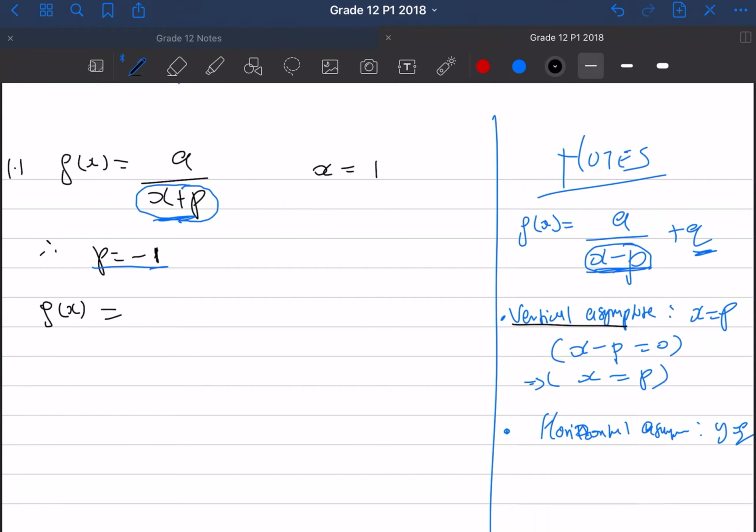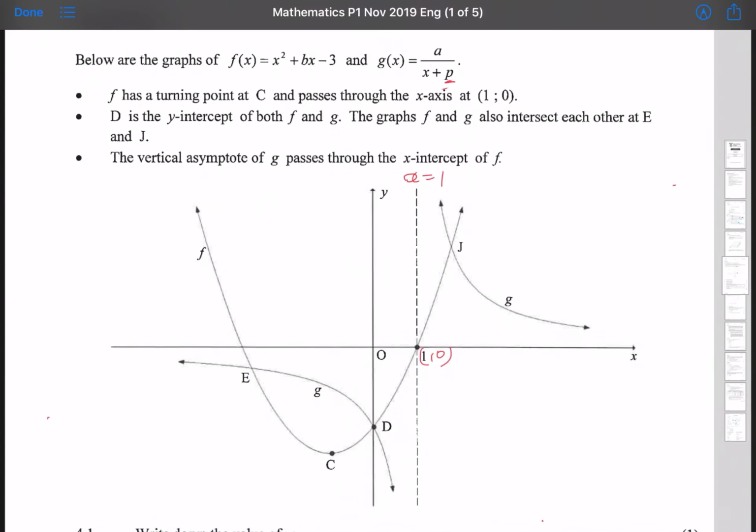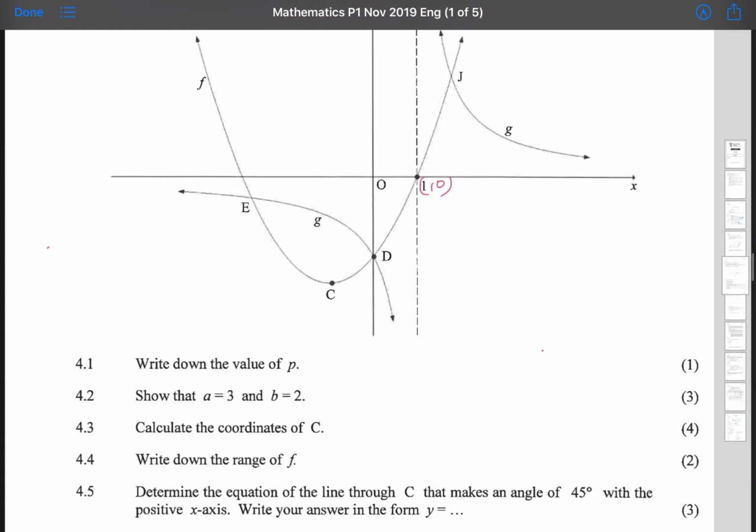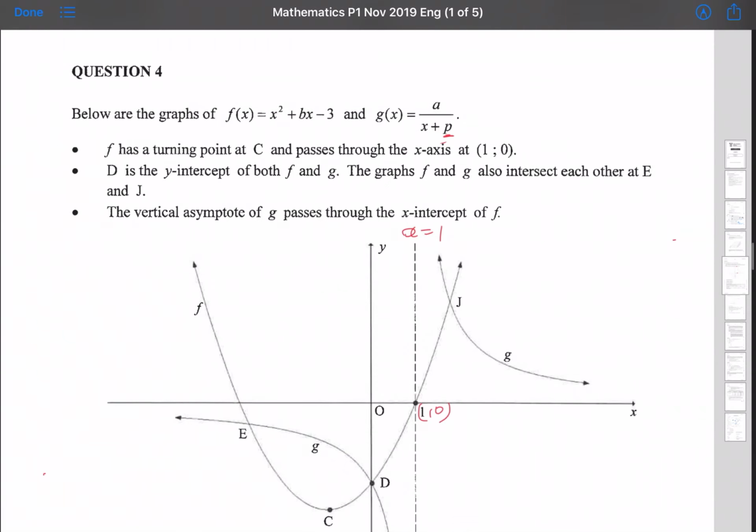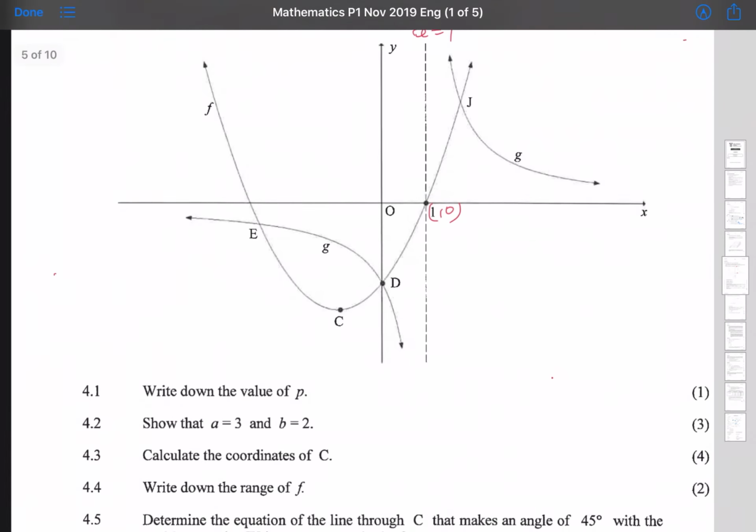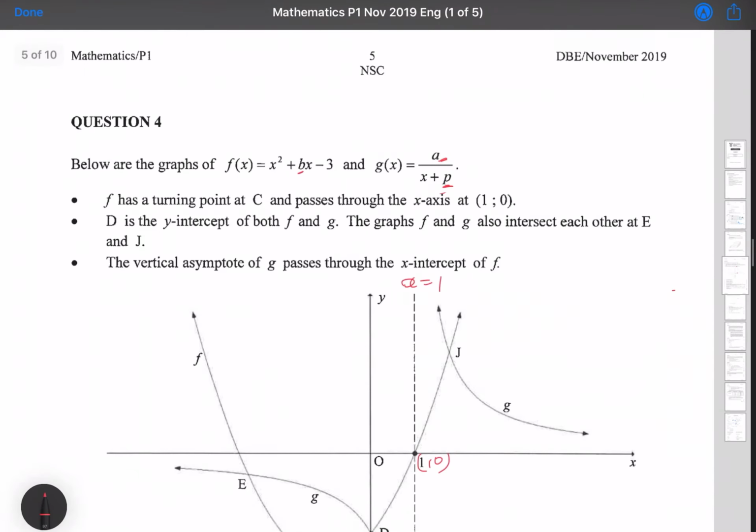So to have x minus p here, our p should be minus 1. So that you can have a over x minus 1. Now it looks like this. Then you can say your asymptote is 1. So your answer is p is equal to minus 1. Next, show that a is 3. There's a here, and b is 2. There's b here. So this is already x minus 1.